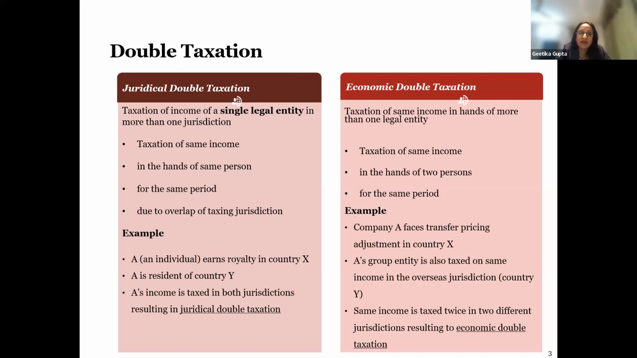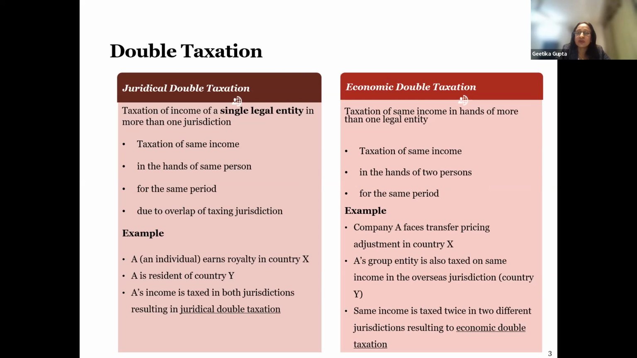Let me explain this by way of an example. Let's say A is an individual who earns royalty income in country X and A is a resident of country Y. Now A's income will be taxed in both the jurisdictions, that is the country of residence, which is country Y, as well as the source country, which is country X. So this results in juridical double taxation, that is taxing the same income in the hands of the same person in two jurisdictions.